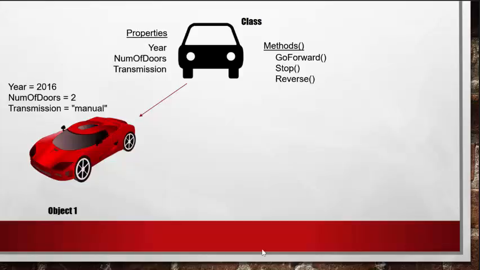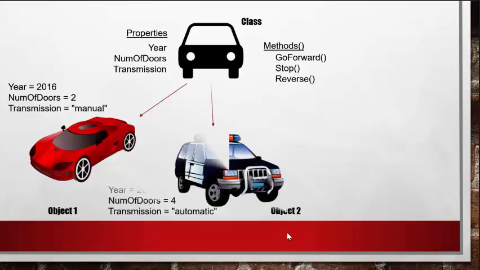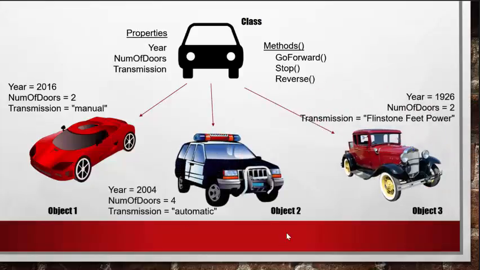So this particular car was made from this blueprint, but this car has a unique year. This car has 2 doors and is manual. So if we were to create other cars, we can create multiple cars from the same abstract class, and all of these cars are also going to have the same properties, but we get to change the values of the properties that make it unique for this car.